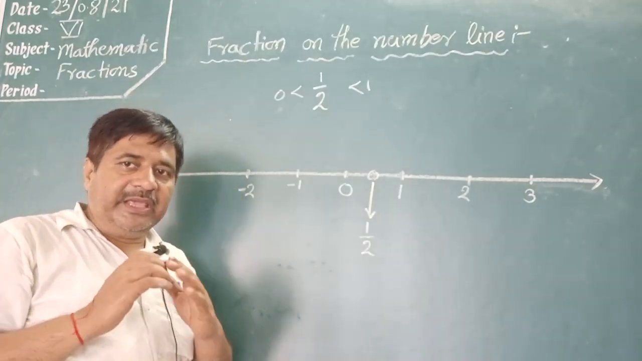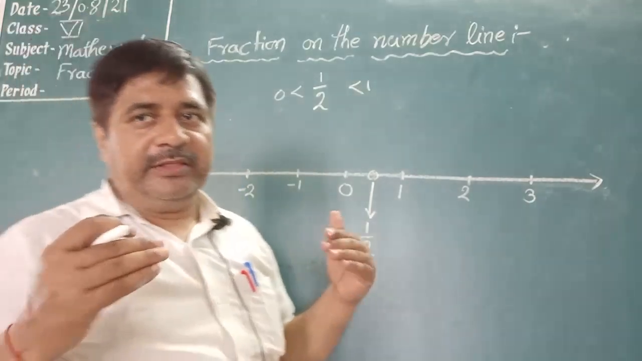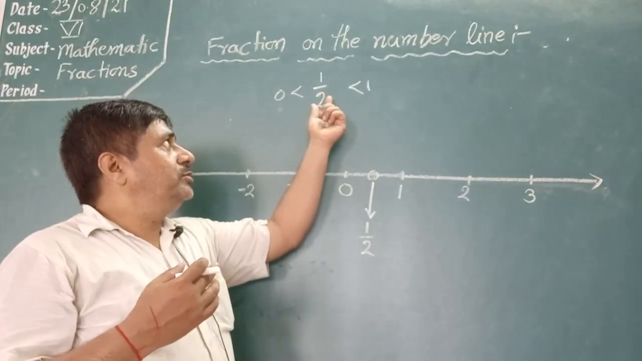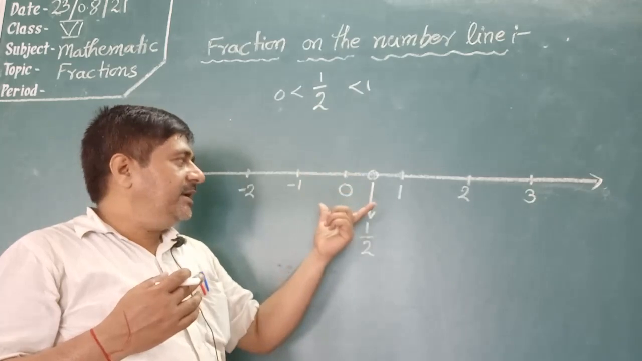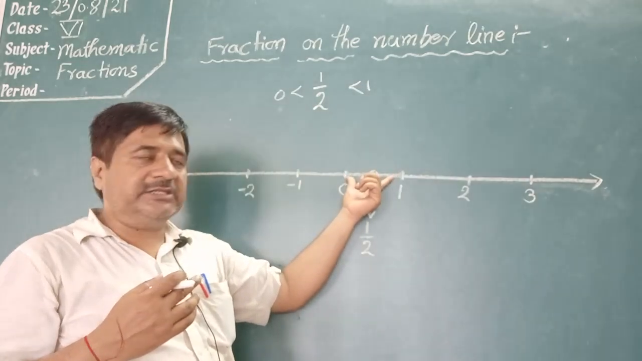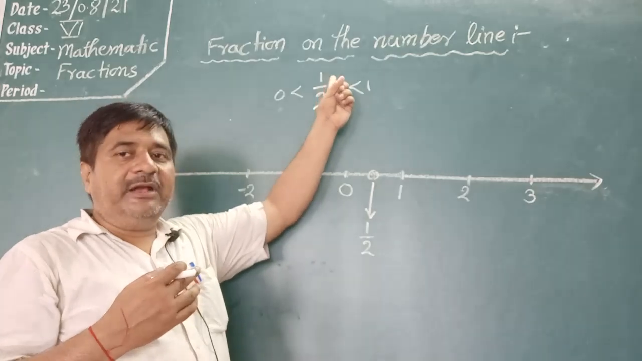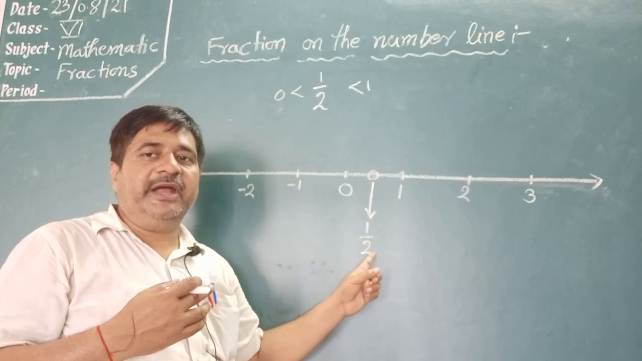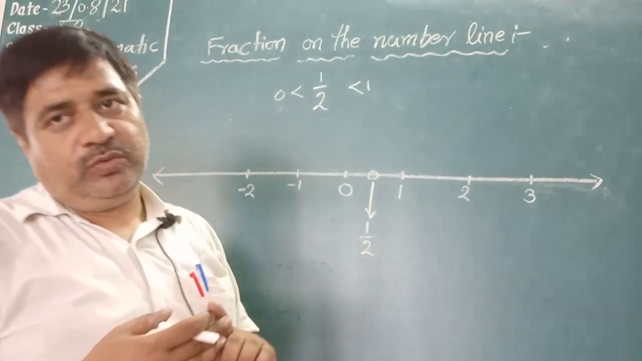So for representing 1 by 2 on the number line, first you make 2 parts, as given in the denominator. Then in the numerator write 1, so you take 1 part. This shows 1 by 2.